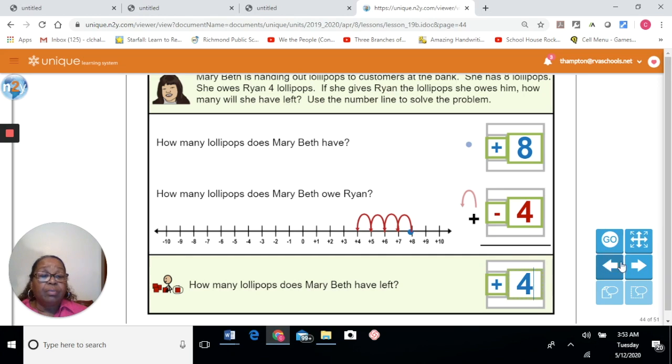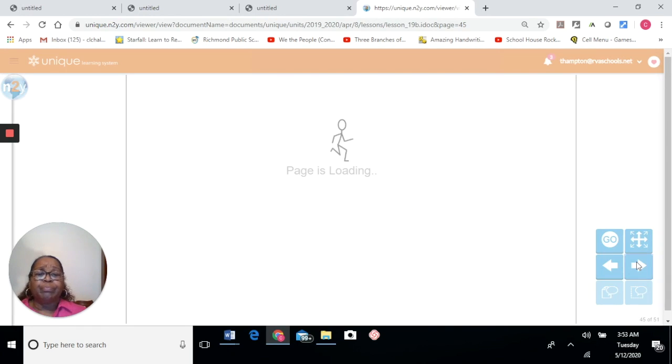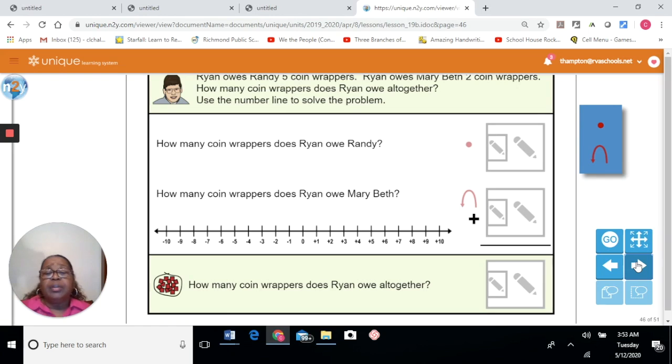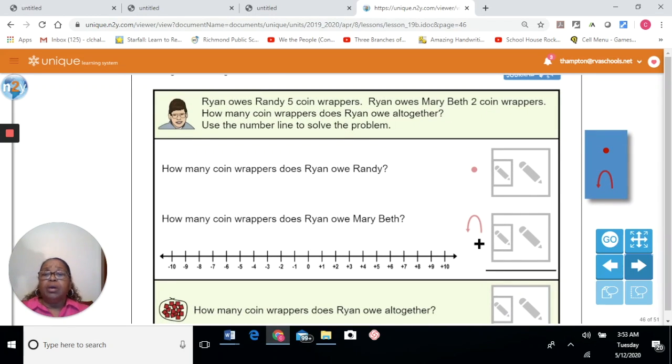All right, let's try another one. That wasn't too bad. Let's try another one. I kind of like this. This is working out really well.